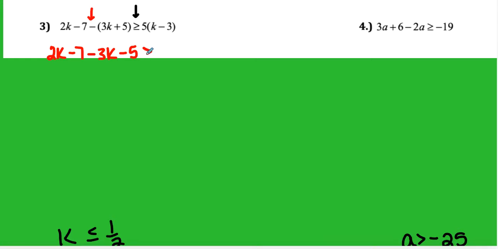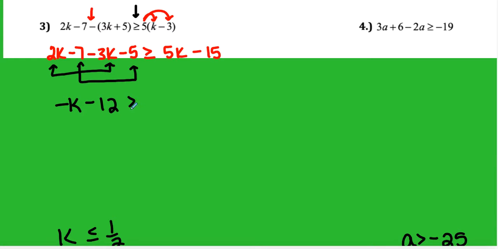All right, so then is greater than or equal to, I want to distribute my 5 through the parentheses, so 5k minus 15. Then you want to combine like terms on each side. So we have a 2k and a negative 3k, which gives me negative k, and I have a negative 7 and a negative 5, which gives me negative 12. All right, is greater than or equal to 5k minus 15.